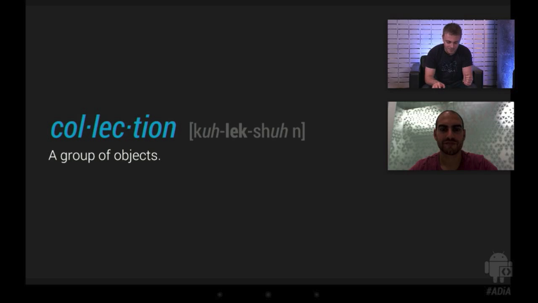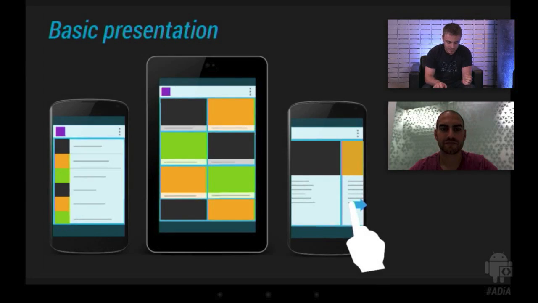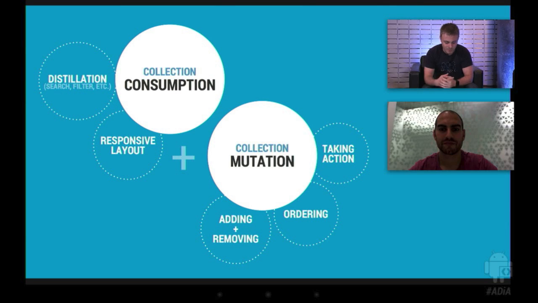So today we're going to be talking about a couple of things: consumption of collections as well as mutation of collections. By consumption of collections, I really mean things like being able to view a collection, search through it, filter through it, as well as responsive design for collections, and Nick will do a bit about that. And then we're also going to talk about mutations of collections, specifically ways in which you can allow users to add items, remove items from a collection, reorder them, as well as take action on certain items in a collection.